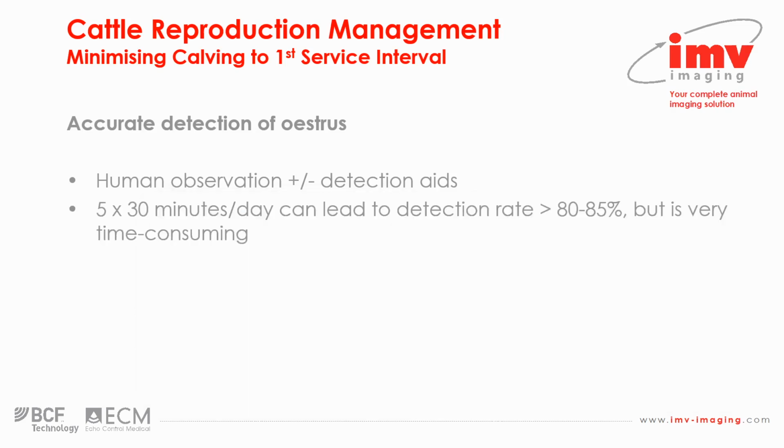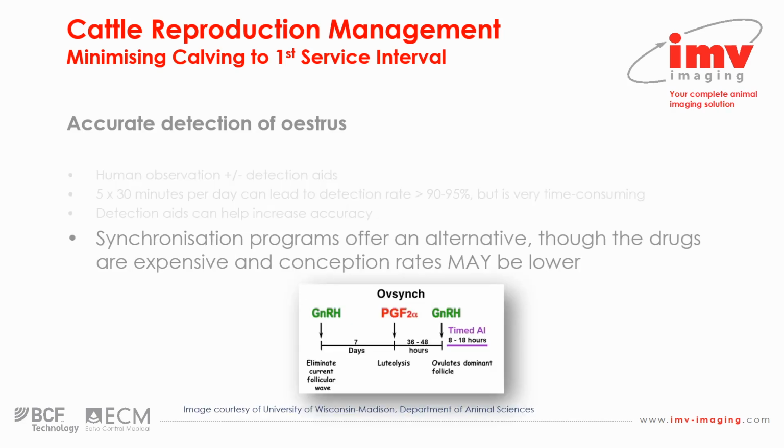Studies have shown that 5 lots of 30-minute per day observation by a trained, experienced stockman can lead to detection rates of 80 or even 85% or more. The problem with this is it's inordinately time consuming, so the reality is that we tend to use shorter periods of time and then rely on detection aids helping to increase that accuracy to acceptable limits.